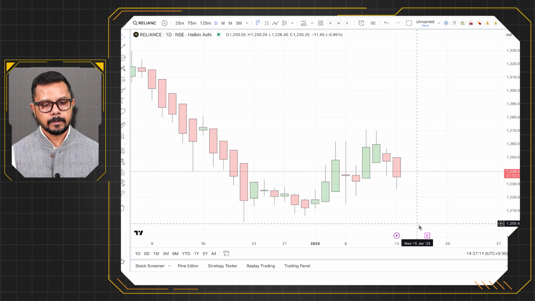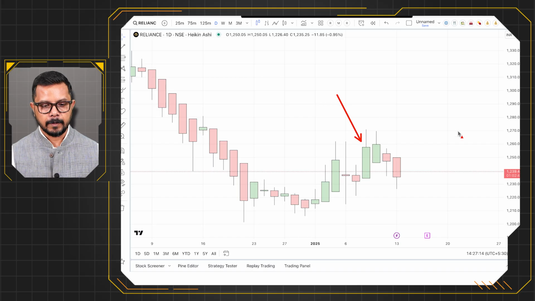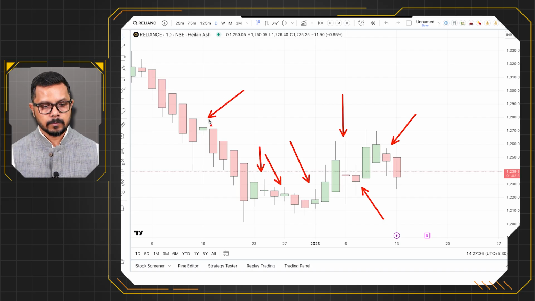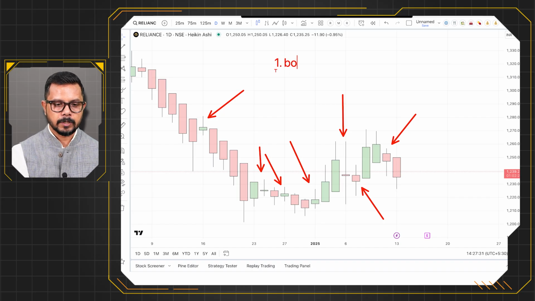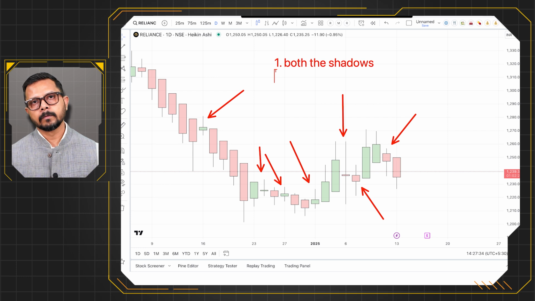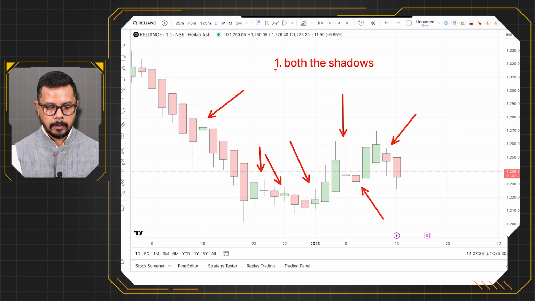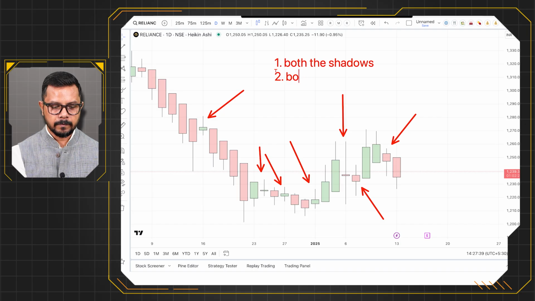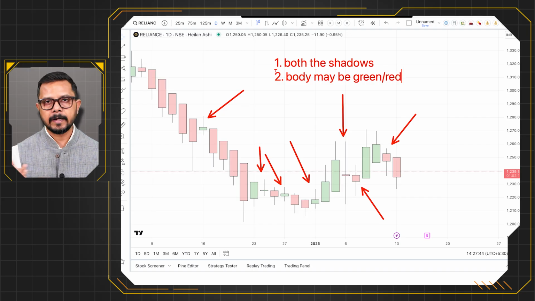So, 2 types, positive Heikin, negative Heikin. In between this positive Heikin and negative Heikin, we may get n number of combinations of these. Can you see these on my screen? What are these? First and foremost, they have both the shadows, on both sides. Now, the body of these Heikin Ashis may be green, that is positive, or may be red, or negative.